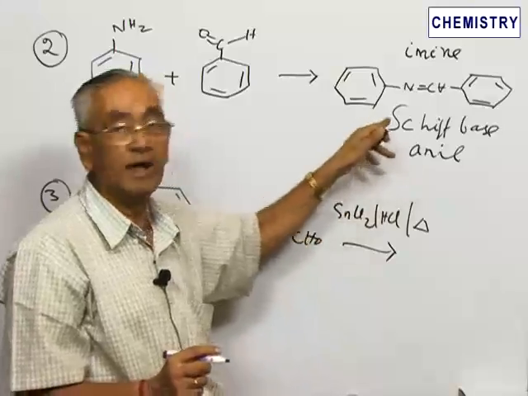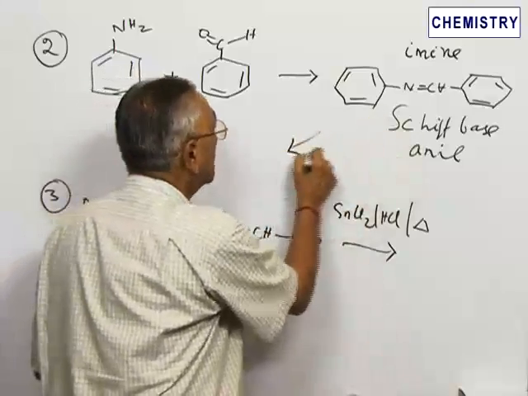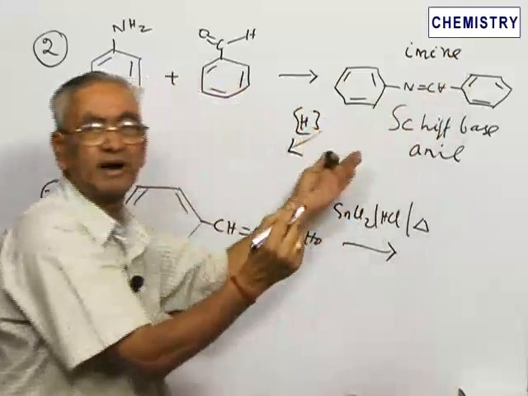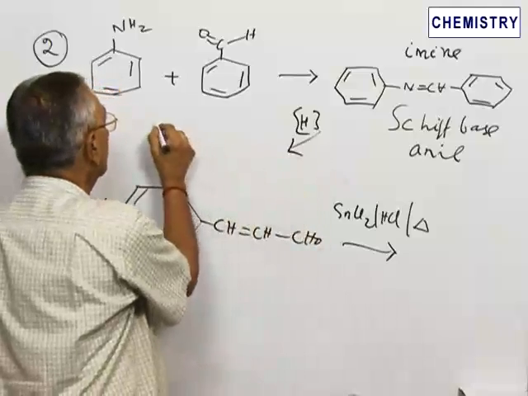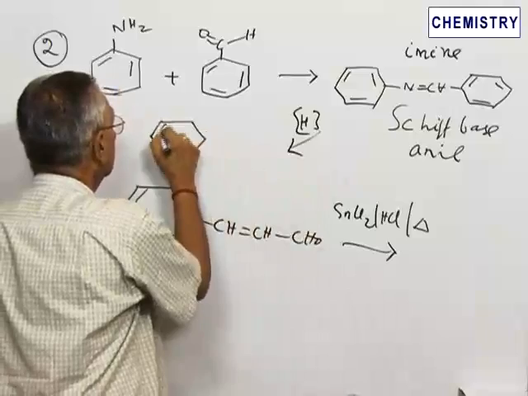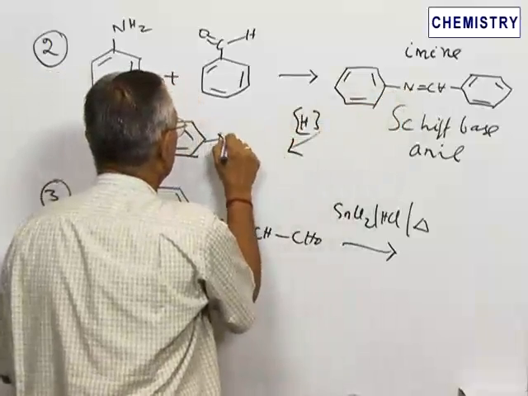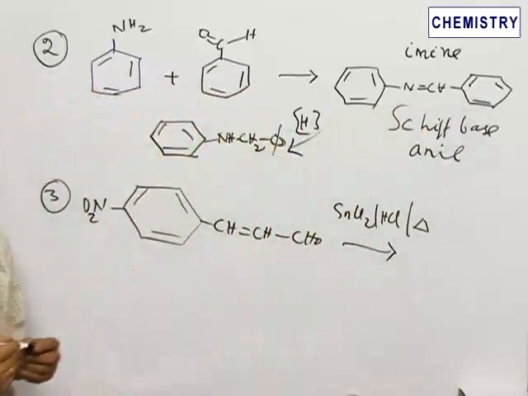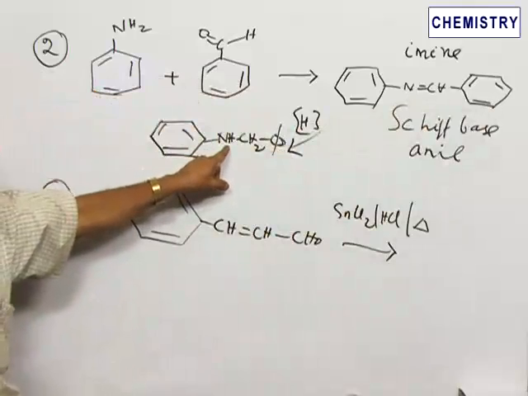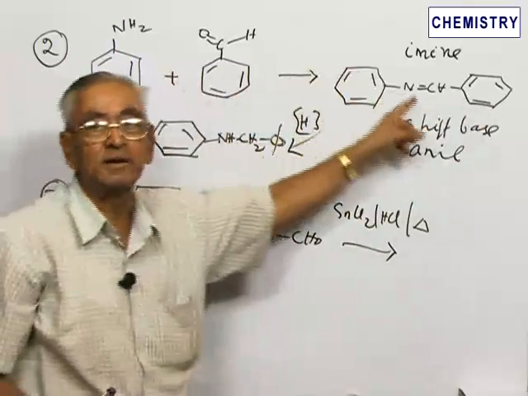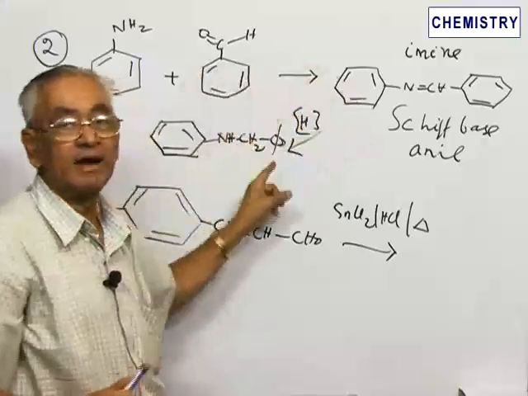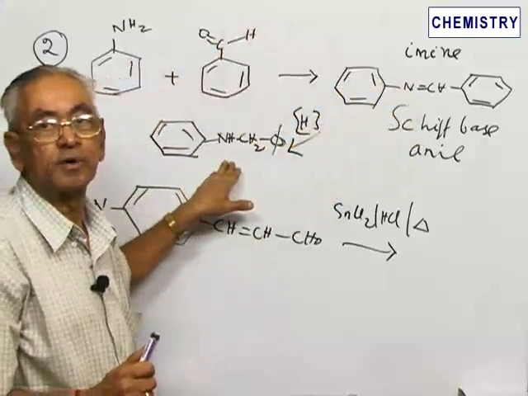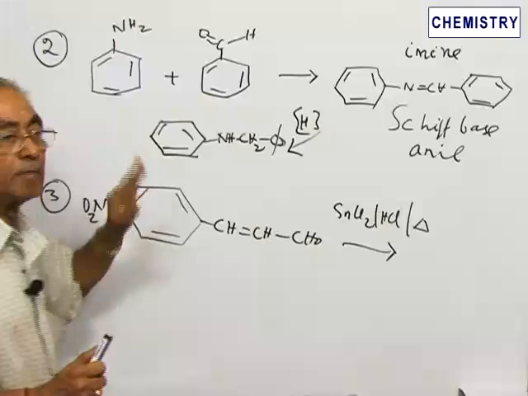This reaction is very important because this Schiff's base, this double bond NCH of the imine, can be reduced by means of hydrogen, hydrogen with palladium or something like that, to give rise to a secondary amine. This N will become NH, this CH will become CH2, and the phenyl group will remain as it is. So this is one of the methods of preparation of a secondary amine. This can be called reductive amination. That is, an imine is produced, and that imine is reduced to give rise to an amine.